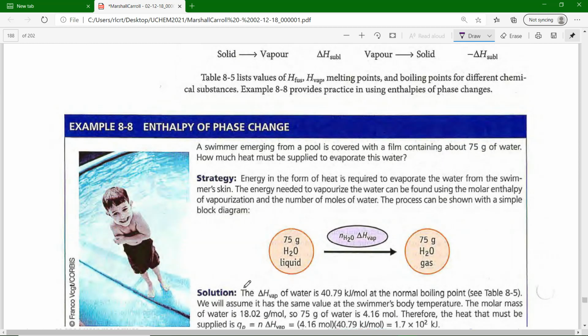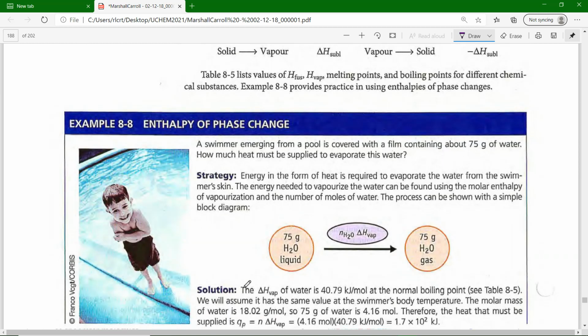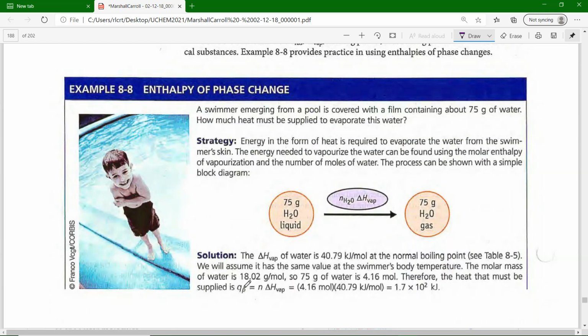Okay, so what's happening here? A swimmer emerging from a pool is covered with a film containing about 75 grams of water. How much heat must be supplied to evaporate this 75 grams?